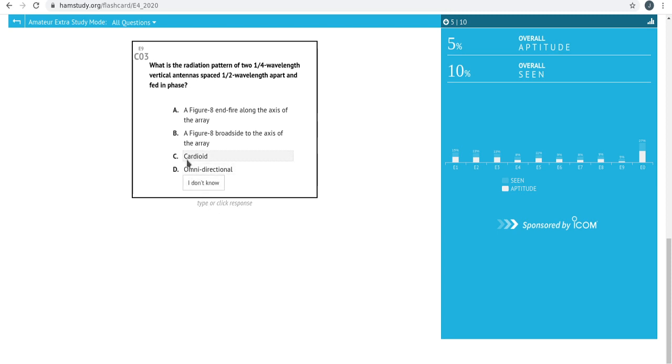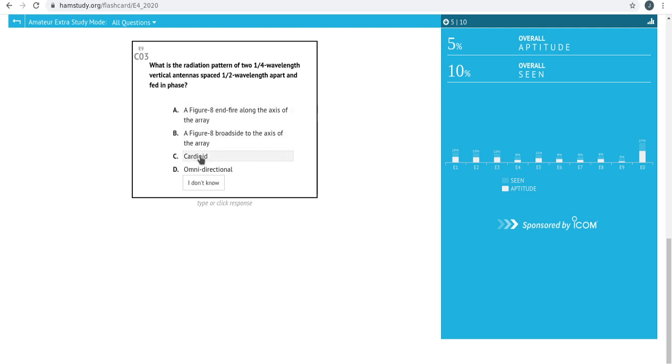Cardioid is what I thought it was last time, but I think that's when it's only a quarter wavelength apart. And for some reason, I didn't think it was omnidirectional. But then again, I could have it mixed up again, and this could be the one that we had originally, which could be cardioid. And I think it's all dependent on how far apart it is. I can't remember. That's the part that I can't remember.